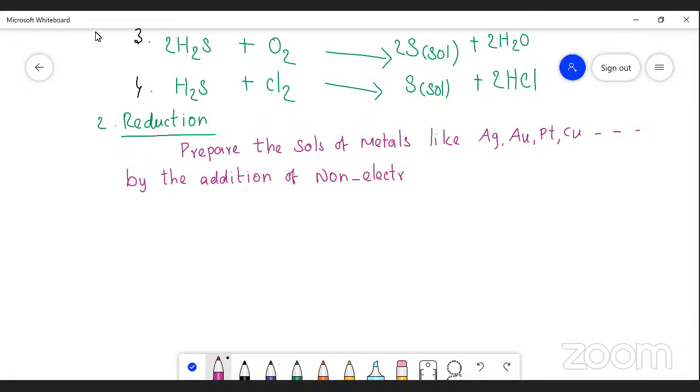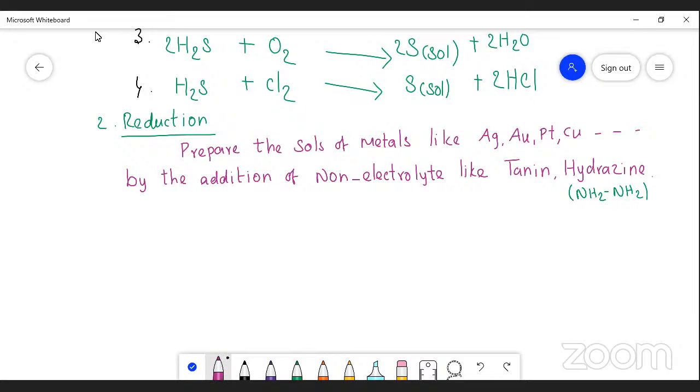What do you mean by non-electrolyte? It cannot be split into ions, and it is known as a non-electrolyte. We are taking examples of non-electrolytes like tannin, and hydrazine. You know the formula of hydrazine? Hydrazine is NH2-NH2, that is N2H4.